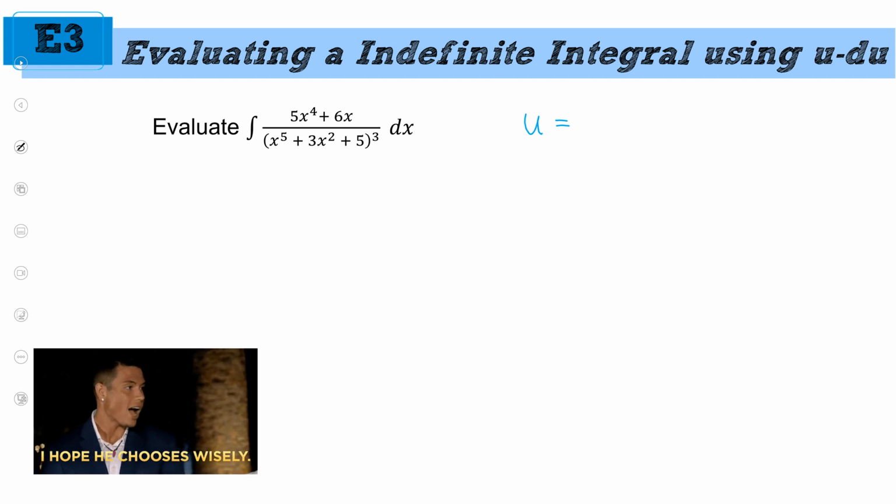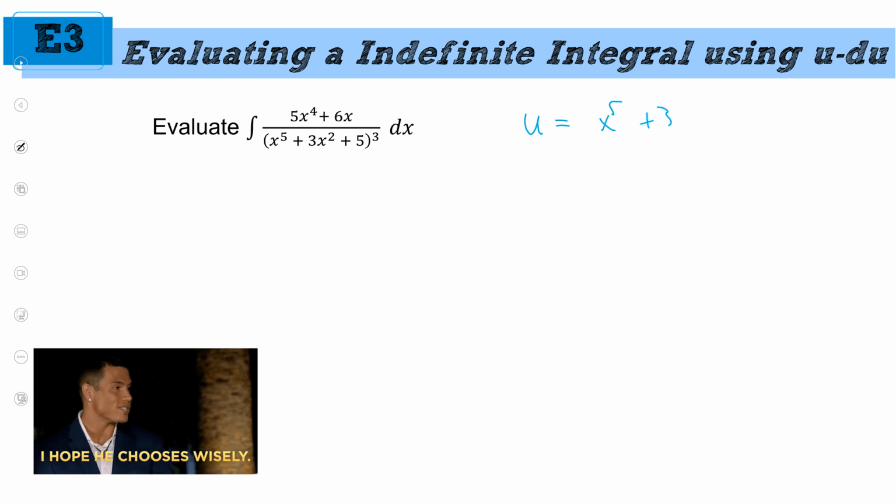Let me ask you a question. When you take the derivative, what happens to the degree of the function? It goes down, right? So whatever I choose for u, if I chose a 5th degree equation, when I take the derivative, it's going to reduce to a 4th degree equation. That's my not so subtle way of saying if you're not sure, pick the higher degree part of it.